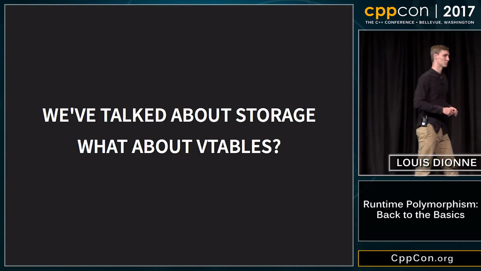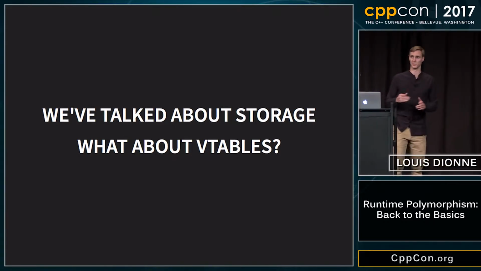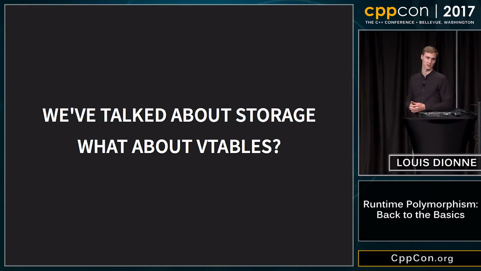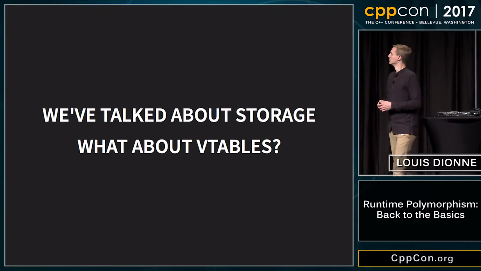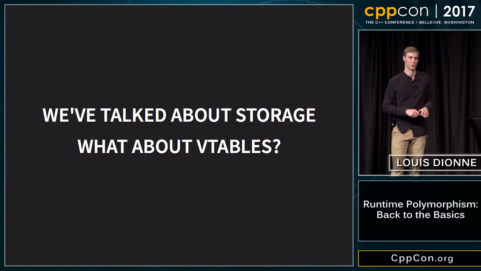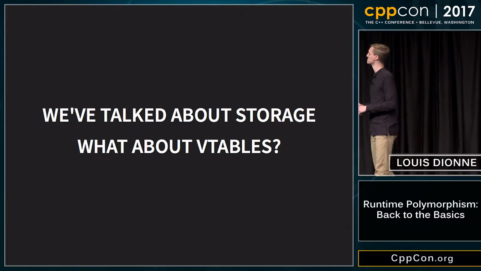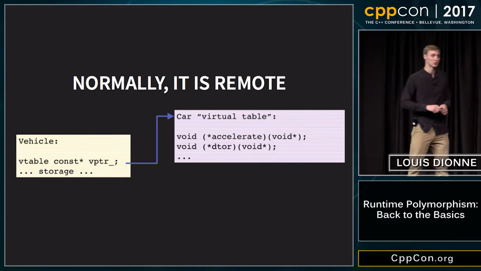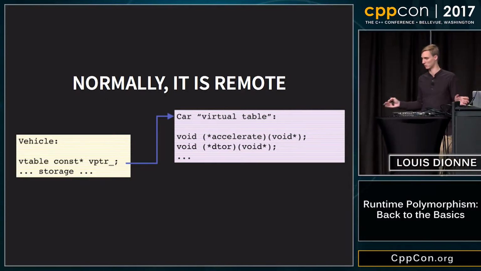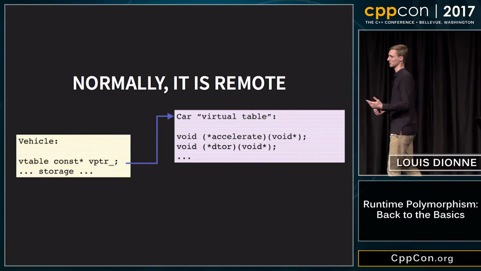Okay, so now we've talked about storage, and I said I wanted to treat storage and dynamic dispatching separately. So now we're going to only look at the dynamic dispatching. Are there any questions for the first part of the talk? Okay. So usually a vtable is remote. Regardless of the storage itself, you basically have a pointer to the vtable, and that's how you do your dynamic dispatching.